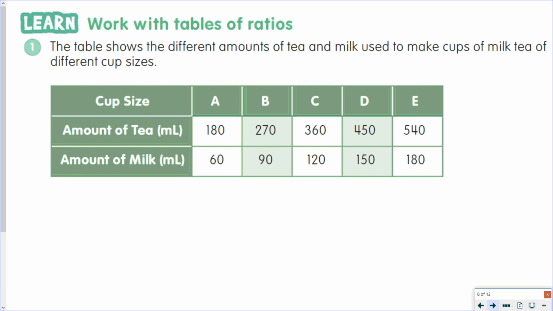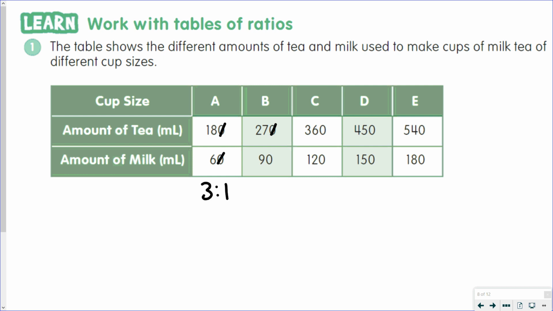So we have a table here showing the different amounts of tea and milk used to make cups of milk tea of different cup sizes. So if we're looking at amount of tea to amount of milk, and we look at that as a ratio, well, since they both end in 0, we can get rid of the zeros. We can divide both 18 and 6 by 6, which gives us a ratio of 3 to 1.